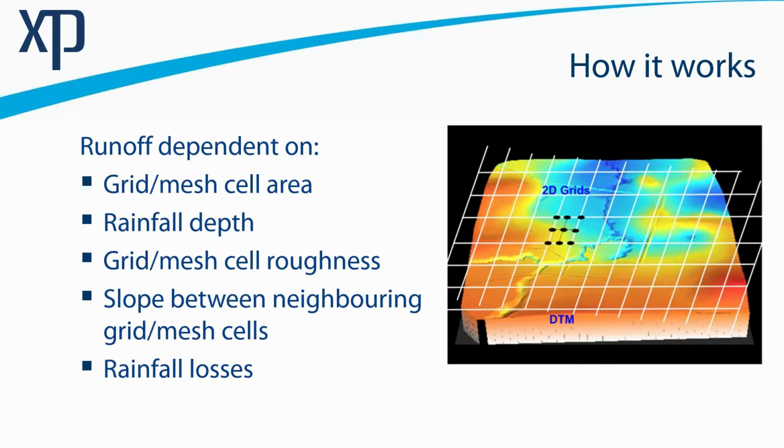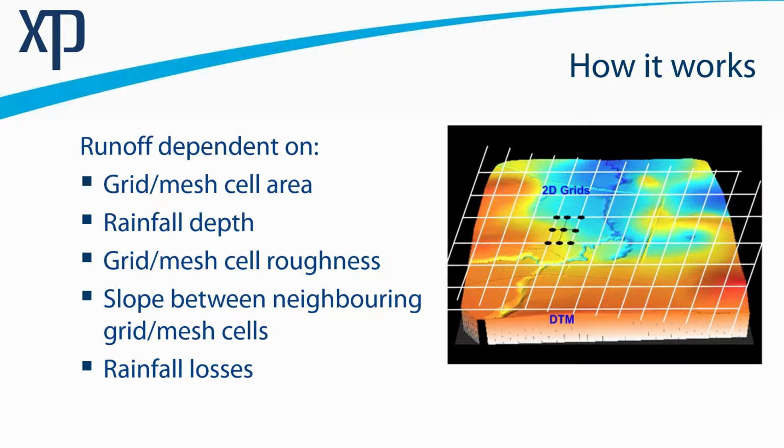When you apply this rainfall to the grid, the rate of runoff and how it moves around is dependent on a number of factors. Obviously, the mesh or cell area would have some bearing on things. If you have a very fine mesh that's able to pick up much more detail in the channels, you may get a different outcome than if you're using a very coarse mesh. And that's one of those things that's always good to sensitivity test and get a feel for. Clearly, the amount of rainfall that falls has a bearing on things.